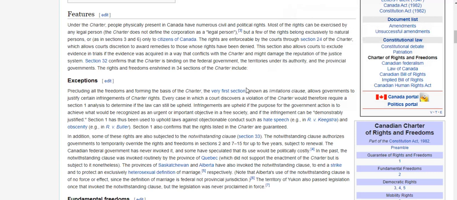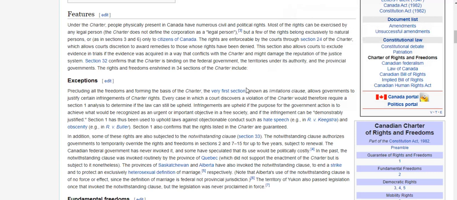Infringements are upheld if the purpose for the government action is to achieve what would be recognized as an urgent or important objective in a free society, and if the infringement can be demonstrably justified. Section 1 has thus been used to uphold laws against objectionable conduct such as hate speech and obscenity. Section 1 also confirms that the rights listed in the Charter are guaranteed.